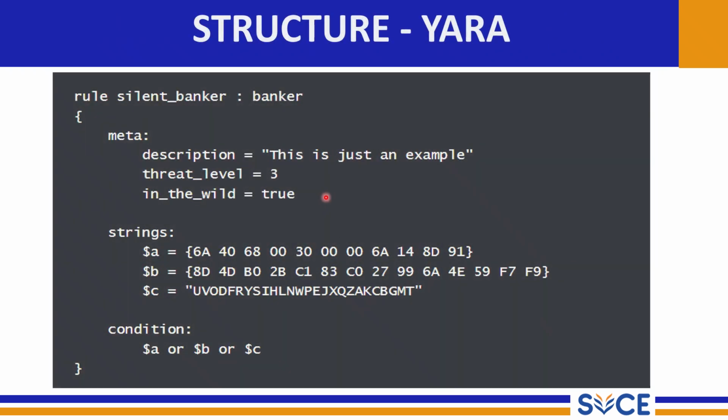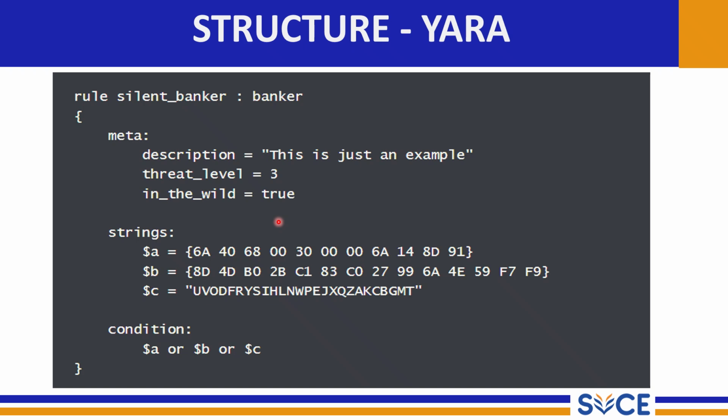This is the structure, a small example. Okay, there is a set of strings and a Boolean expression which determines some logic. So the rule is, say, silent banker, a backup. The metadata, this is just an example, is like threat level 3, and strings we have defined: A, B, C. The condition is A or B or C. So based on this, the rule will be checking. So this is the structure of a YARA rule, which I am specifying as a simple example. Okay.